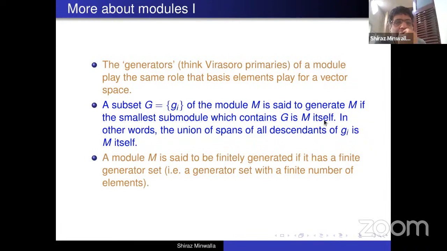So in other words, if you've got a bunch of elements and all the states that you can get as descendants of these elements is the full module, then these elements whose descendants give you the full module are the generators. It's very much like the set of primary states in a full Hilbert space that has Virasoro symmetry. Starting from these primaries and then acting with the Virasoro generators, you get the whole Hilbert space. Finally, a module is said to be finitely generated if it has a finite number of generators, a finite number of primary fields, let's say, finite number of Virasoro primaries.